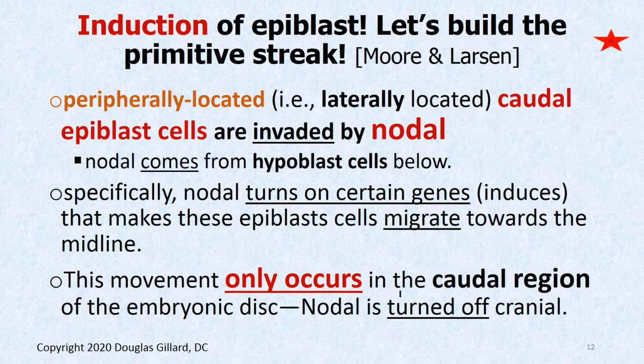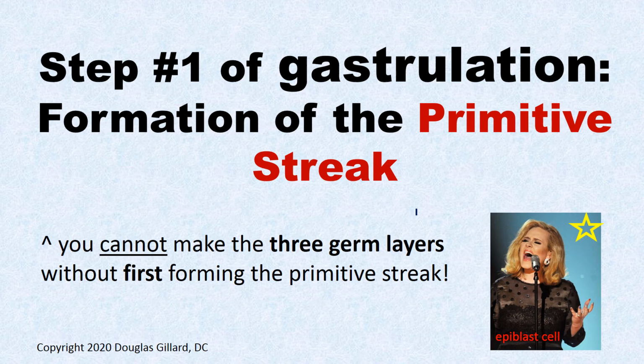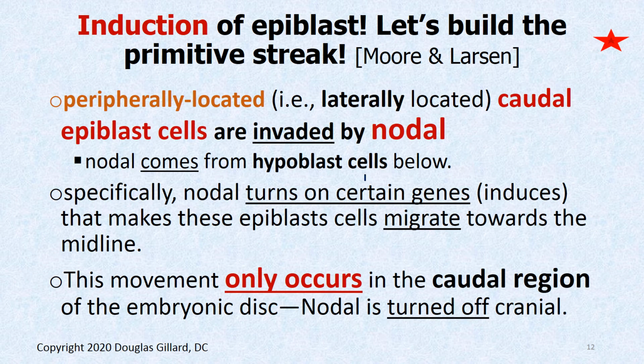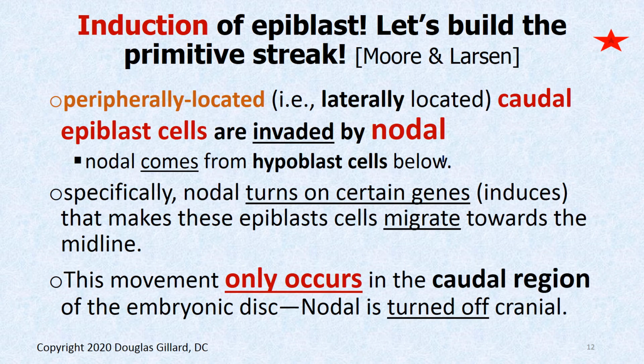All right, induction of the blastocyst. Let's build the primitive streak. So the first thing that happens is, well, it's cut off, but these cells over in this region are going to start waking up and doing stuff. Okay, so peripherally located or laterally located caudal epiblast cells are invaded by nodal. So remember, these epiblast cells are still, nodal is turned on and they're secreting nodal. So nodal soaks in to those cells and it does some stuff.